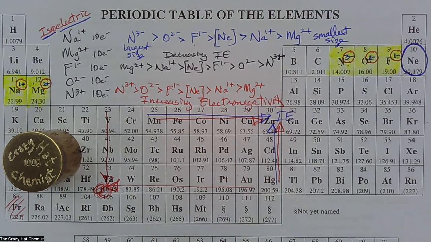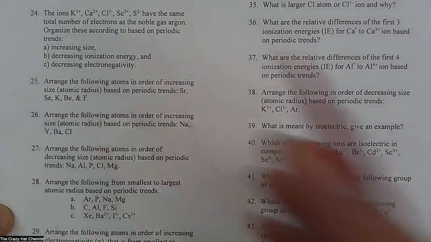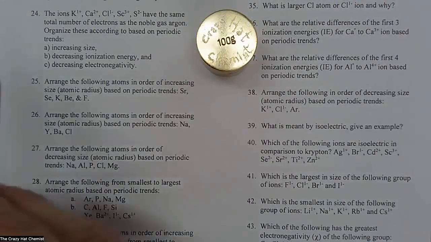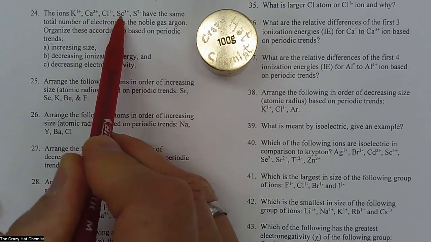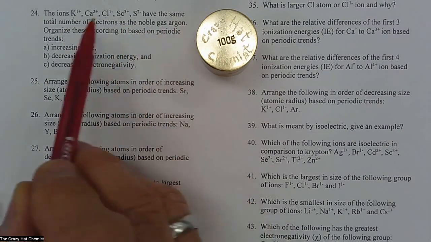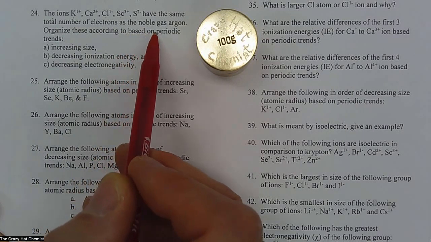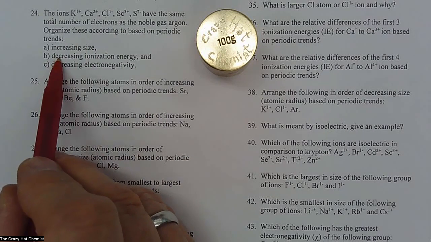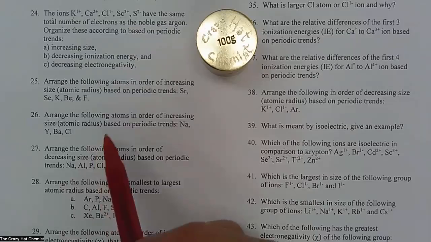All right, now we're going to take a look at the next problem and see if we can hammer that one out. That would be problem number 24. It says the ions potassium, calcium, chloride, scandium, and sulfide have the same total number of electrons as the noble gas argon. Organize these based on periodic trends: increasing size, decreasing ionization energy, and decreasing electronegativity.